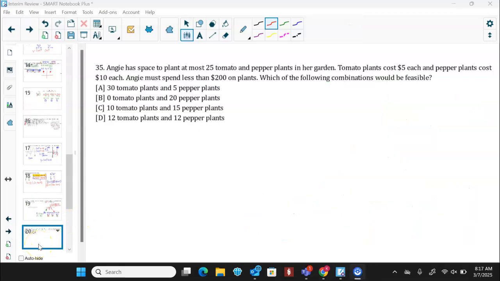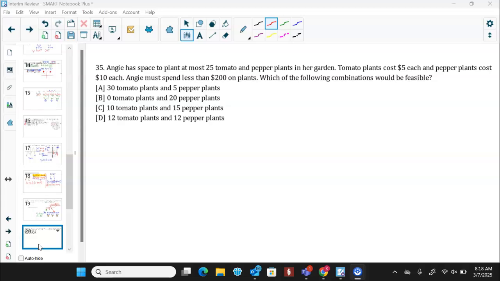All right, question 35 talks about Angie, who has space to plant at the most 25 tomatoes and pepper plants in her garden. Tomato plants cost $5 each, and a pepper plant costs $10 each. And Angie must spend less than $200 on plants, not $200 and less, but less than 200. Which of the following combinations would be feasible? Feasible means it will fit. It would make it work.